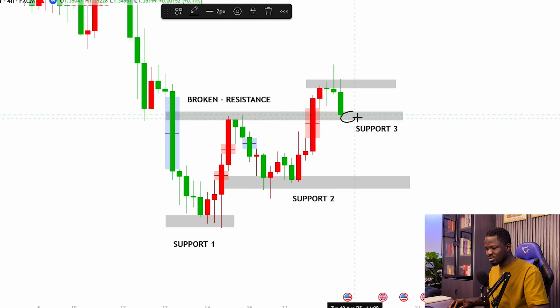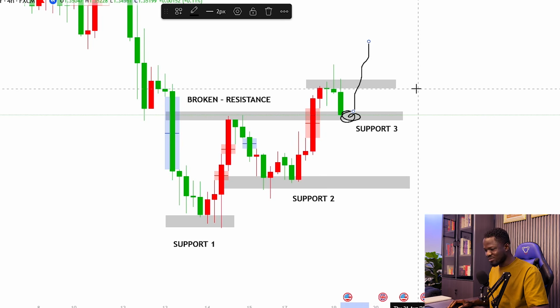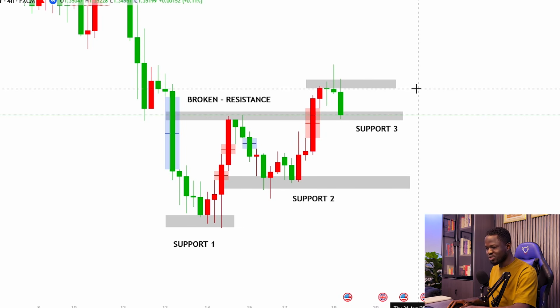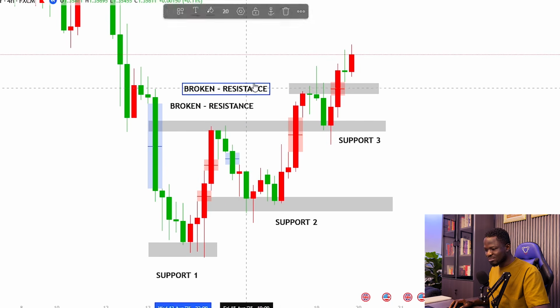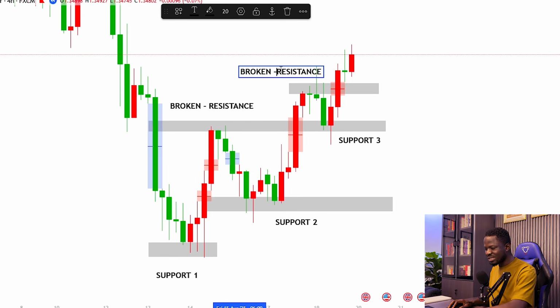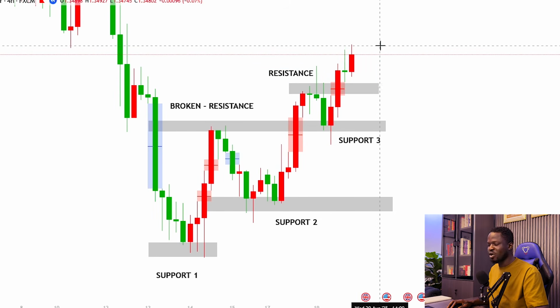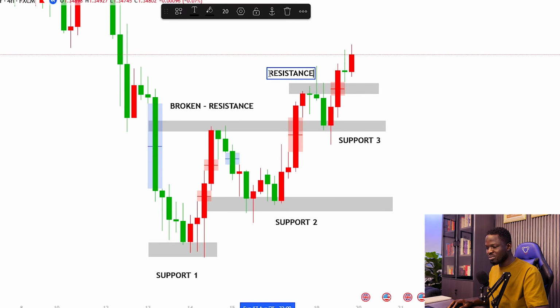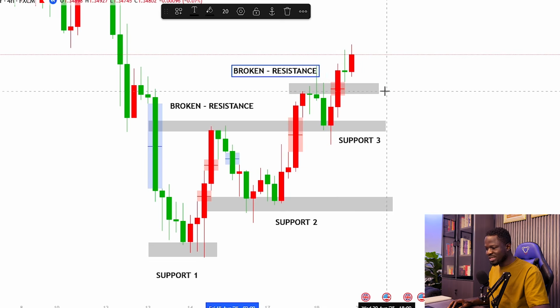If the price action buys from this support 3 and breaks the new resistance, then we are going to name this support 4. So let's see what the price action will do. Now, price action finally invalidated this resistance because it was formerly resistance, right? It was resistance before price invalidated it to the upper side. Now we can call it broken resistance because it has been taken out. It has been invalidated, right?